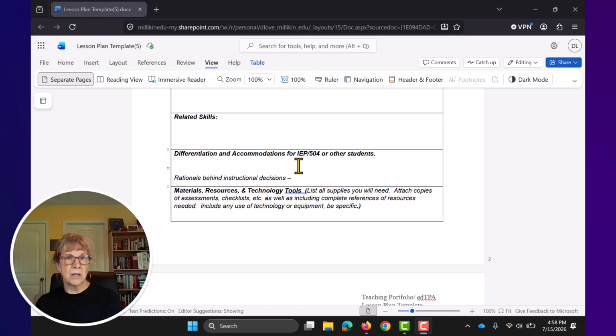Jack needs extra time. Jack needs to have a notes page, and so I'll provide that to him. So, you'd be very specific about the accommodations and supports you're providing for each student.